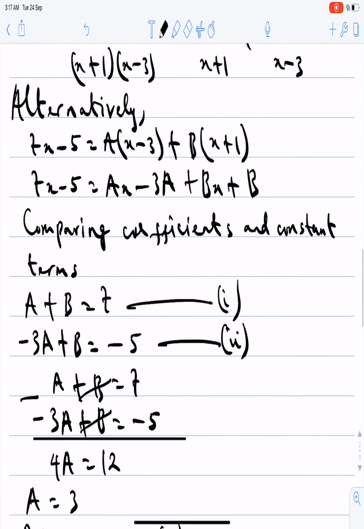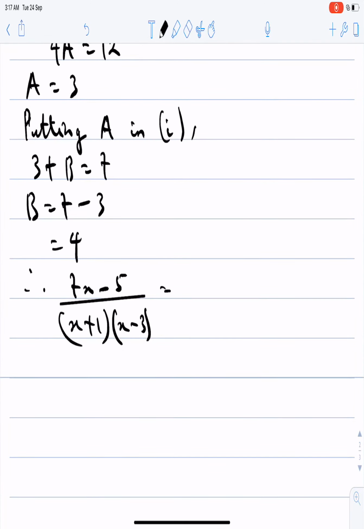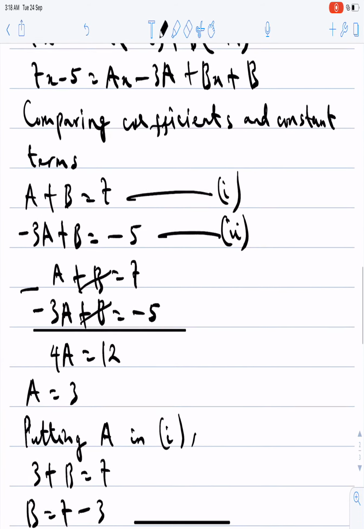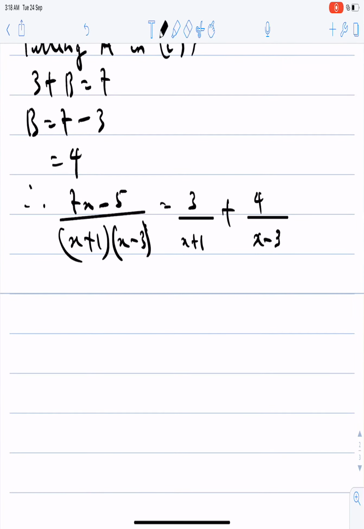Therefore, the compound fraction 7x minus 5 over x plus 1 times x minus 3 is the same as 3 over x plus 1 plus 4 over x minus 3, which is the same as what we got when we used the cover-up method. So whichever method you choose to go about it, you'll always get the same answer.